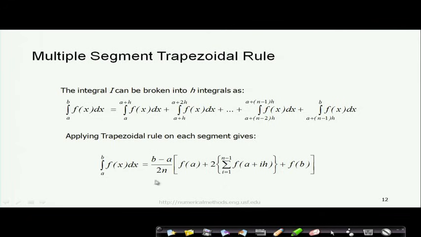Applying this, I get this formula: (b minus a) divided by 2n, because n is coming, 2 is coming n times. So, f(a) plus f(b) plus 2 into f(a plus h), because that is coming twice, here once and here once. You see here f(a plus h) will come, here a plus h will come, right. Okay.